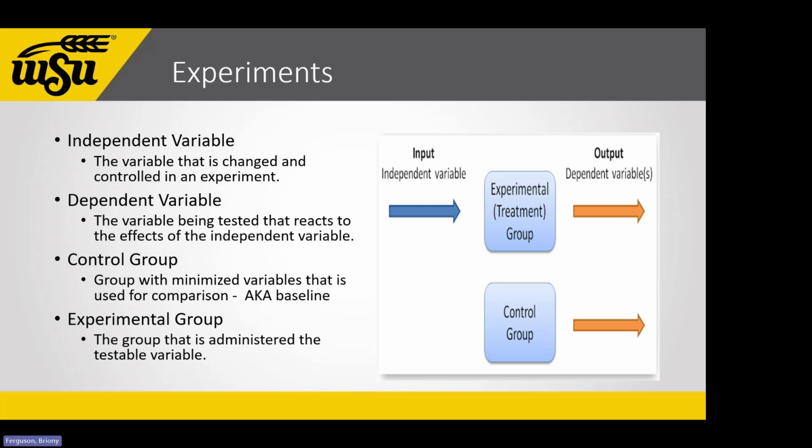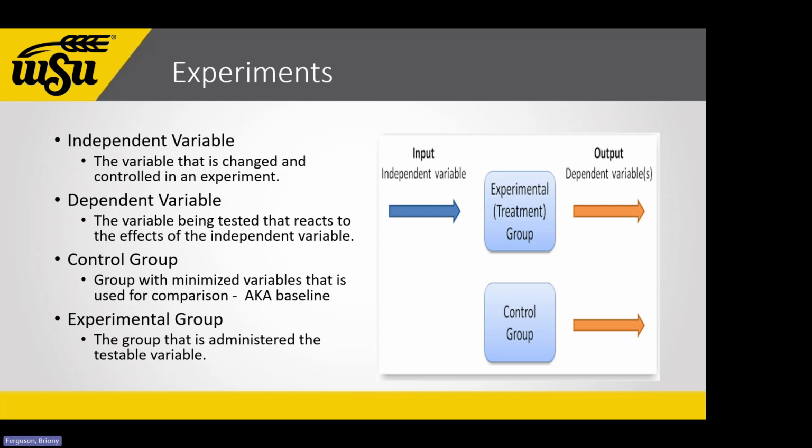So if you think about this in terms of a medical test for a new drug or medicine, your control group is going to be your group that you are not really changing. They're going to be on the same diet, they're going to be on the same activity level, but you're going to give them a placebo pill, so a sugar pill.